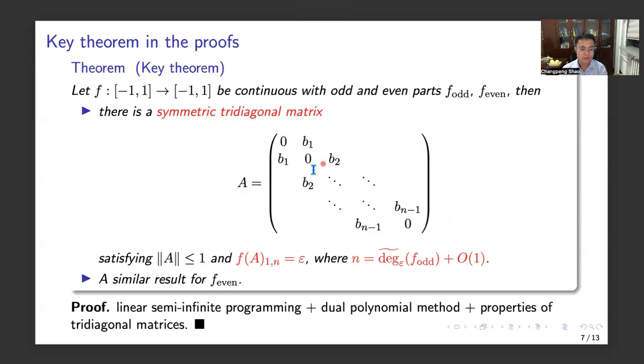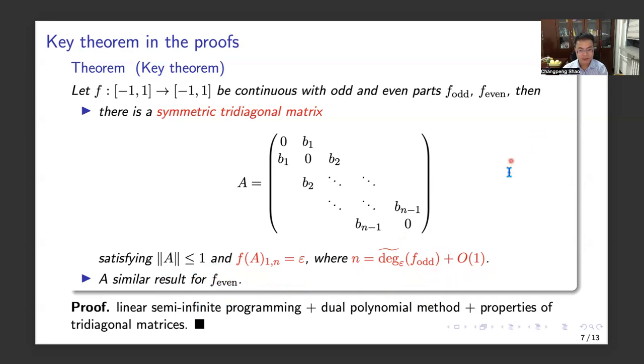This is our key theorem. In this theorem, f is a continuous function, and f odd and f even are the odd and even parts. Then we can find a symmetric tridiagonal matrix of this form, such that the operator norm is bounded by 1. And the nth entry of FA is epsilon. And more importantly, the dimension of this matrix A is the approximate degree of the odd part plus a constant. Yeah, we have a similar result for the even part.